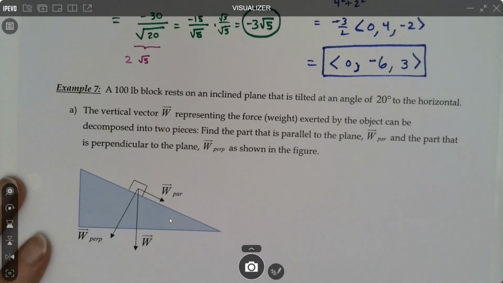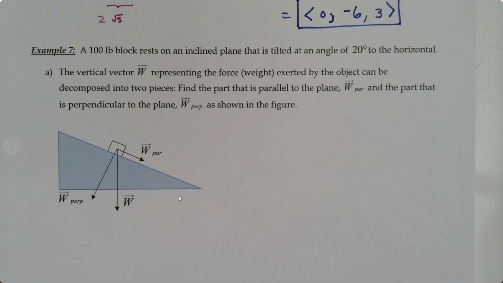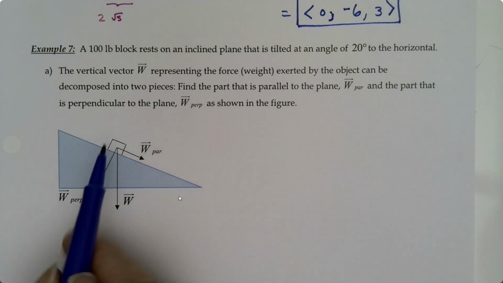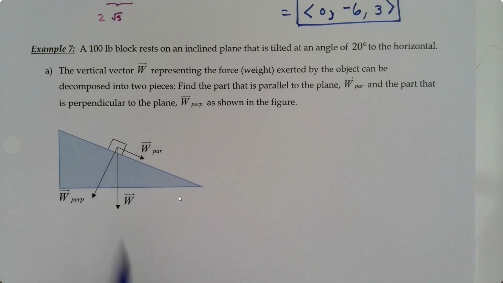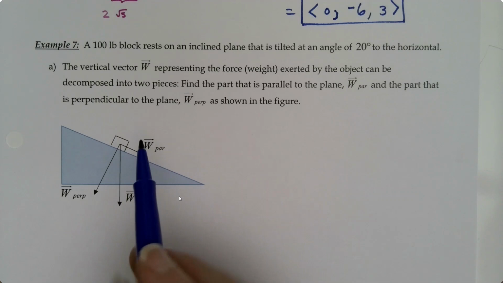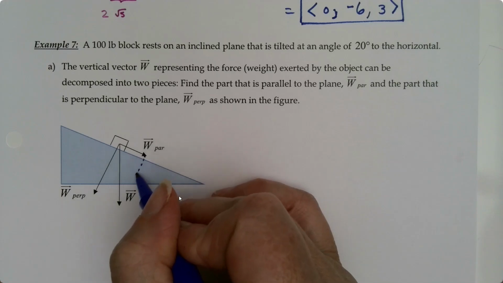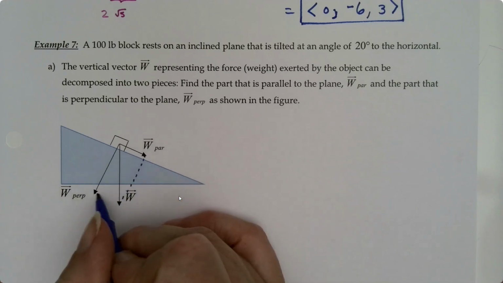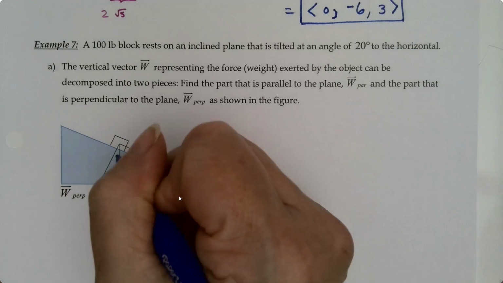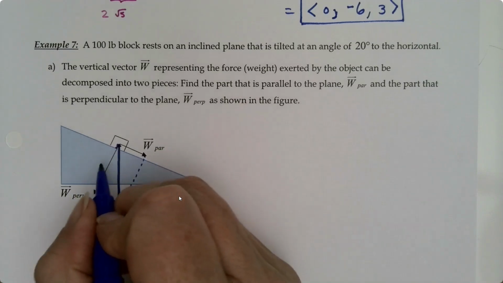Okay, for our last example, we're going to look at a classic physics example, which is the tilted block on an inclined plane. It's a sliding block problem. So you want to see if this block is going to slide down this or not. We have the vertical vector W, standing for weight, or the force exerted by the object. And that force can be decomposed into two pieces. We have a parallel component and a perpendicular component, which are projections, right? It's how the parallel and perpendicular components project onto vector W, which has a magnitude of 100.